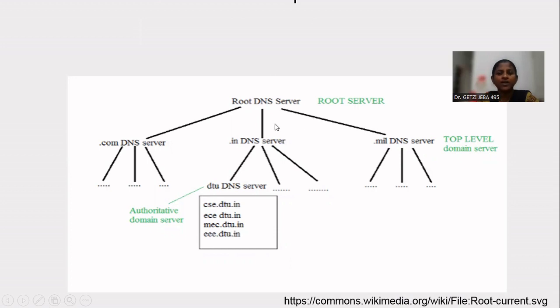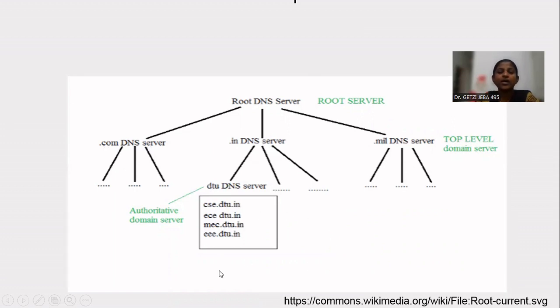Under the root DNS server, which has the URL to IP address mapping, you have the top level domain servers, which are the .com DNS server, .in DNS server, and .mil DNS server. Below the top level servers, you will have the authoritative domain server, which just belongs to an organization. For example, DTU is an organization. It has cse.dtu.in. What is its IP address? ece.dtu.in. What is its IP address?